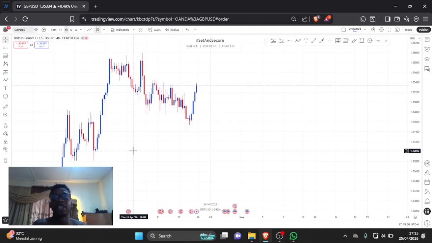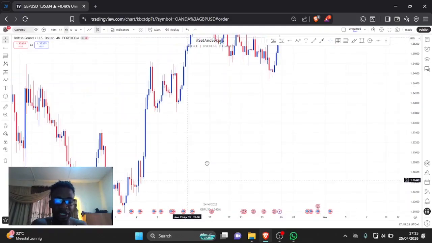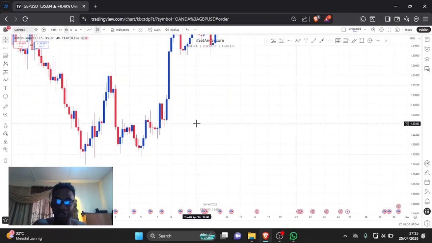So displacement is kind of equal to what? Volume. Some people might think volume and displacement are two different things. No. Displacement is equal to volume. Once volume comes into the market and it starts moving aggressively, it starts creating displacement. That means the market is moving aggressively in one certain direction. As you can see right here, for example, is an aggressive move in a certain direction.